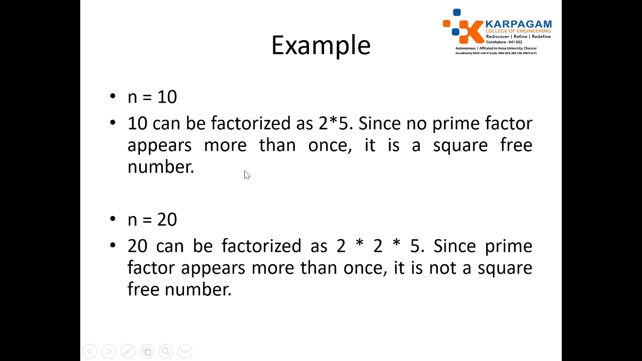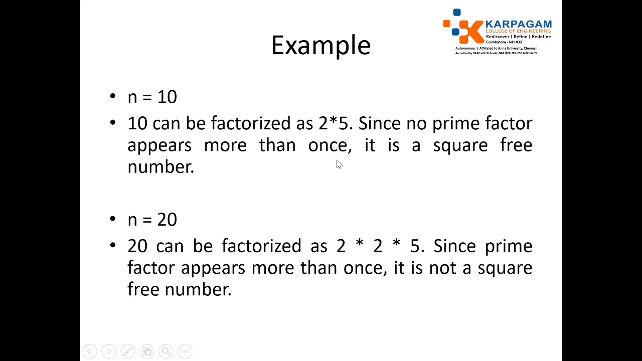So how do we identify whether a particular number is a square free number? Consider n equal to 10. 10 can be factorized as 2 into 5, no? Since no prime factor appears more than once, this number can be factorized using two prime factors 2 and 5, and no element appears more than once.